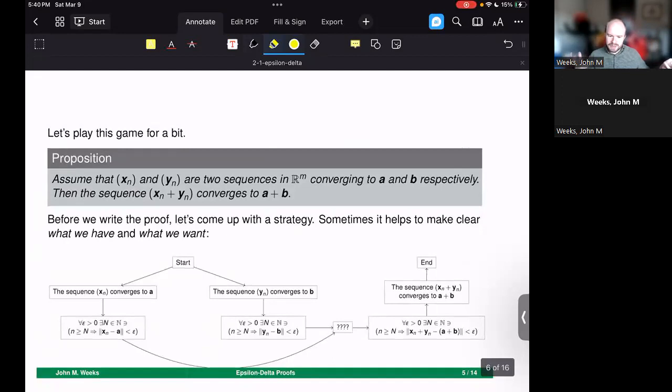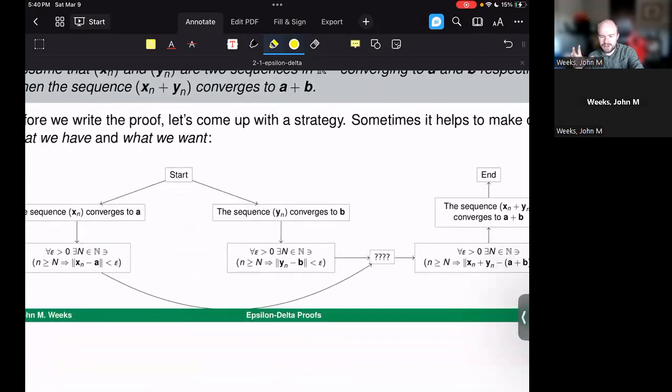Let's take two sequences x sub n and y sub n in R^m converging to a and b respectively. Then let's see if we can prove that the sequence x sub n plus y sub n converges to the vector a plus b. Notice that we want to show that this does hold, that this is true. So this means you need to have a winning strategy in this game. Here's how I kind of visualize this in my head. I've drawn the picture of how I am visualizing this.